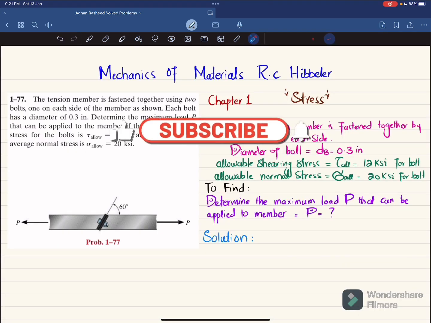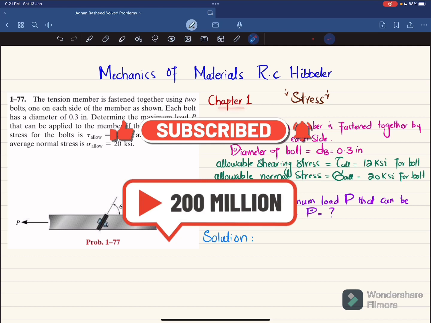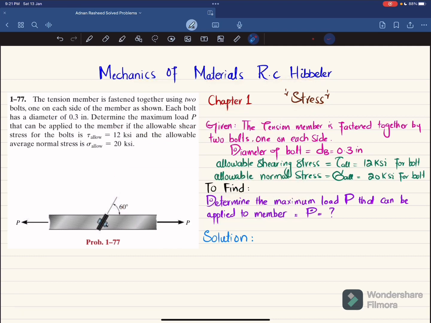Welcome back. In this video, we are going to solve problem 1-77 that is taken from chapter number 1, stress, and book name is Mechanics of Material by R.C. Hibbeler. So statement is the tension member is fastened together using 2 bolts, one on each side of the member as shown. Each bolt has a diameter of 0.3 inch. Determine the maximum load P that can be applied to the member if allowable shearing stress for bolt is 12 KSI and allowable normal stress is 20 KSI.